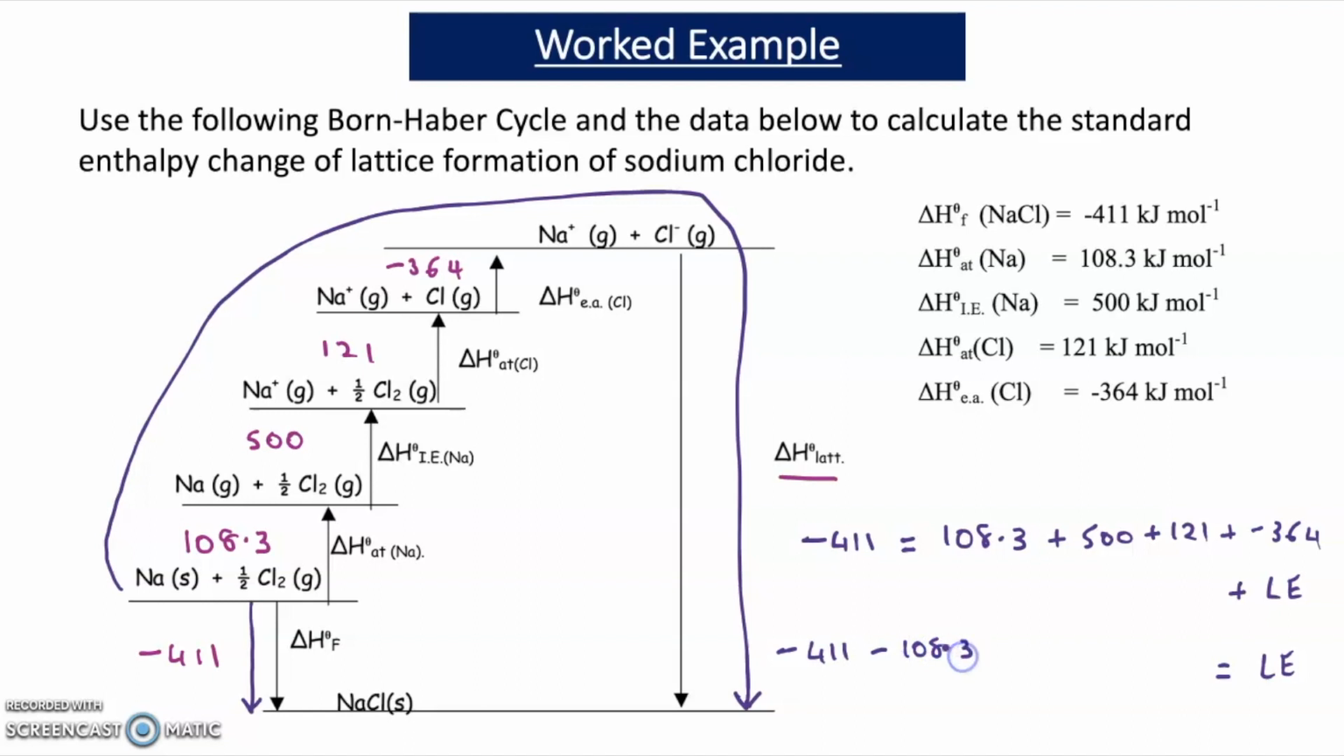If we want to find out the enthalpy change of lattice formation for sodium chloride, all I need to do is rearrange this equation. So minus 411 minus 108.3 minus 500 minus 121 plus 364, because I need to change the sign as I'm moving the minus 364 over to the other side, is equal to the enthalpy change of lattice formation. If I put these numbers into the calculator, the enthalpy change of lattice formation for sodium chloride comes out to be minus 776.3 kilojoules per mole.